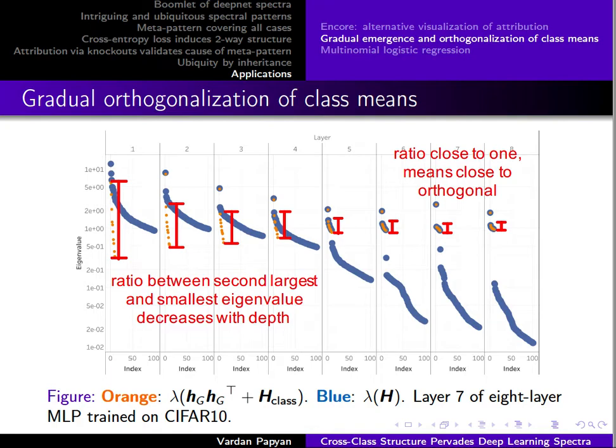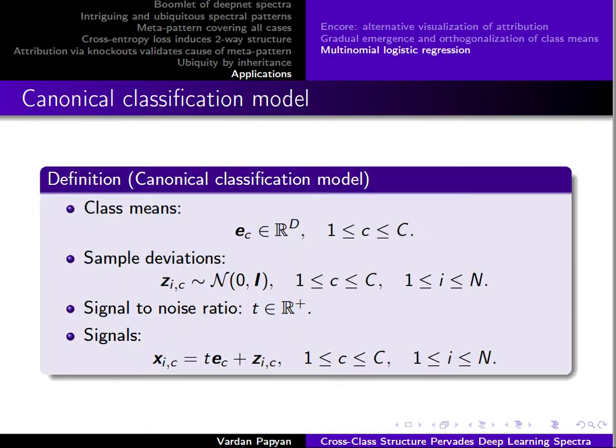Obviously, the most optimal thing you could have is orthogonal class means, right? If class means are orthogonal, it makes classification easier. Now, here's an example of a certain mathematical statement you could make about this cross-class structure. So imagine that we have a very simple canonical classification model where we have a set of class means, which are simply the one-hot vectors, which I'm denoting by EC.